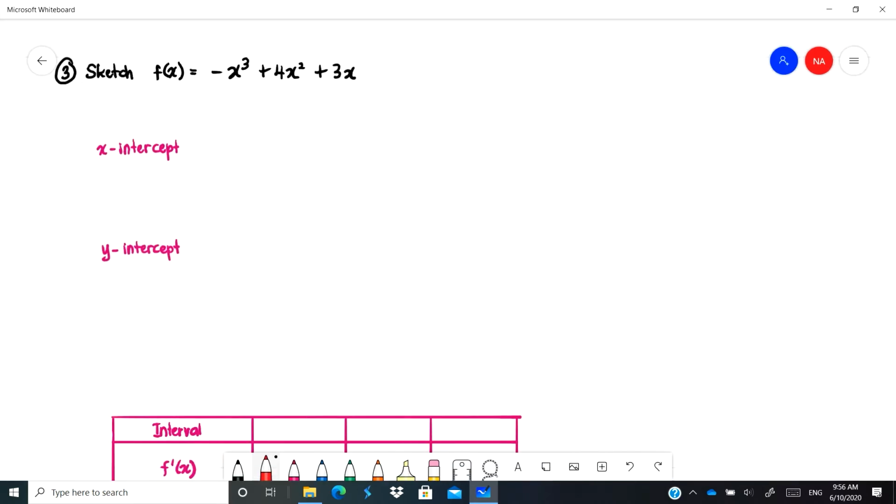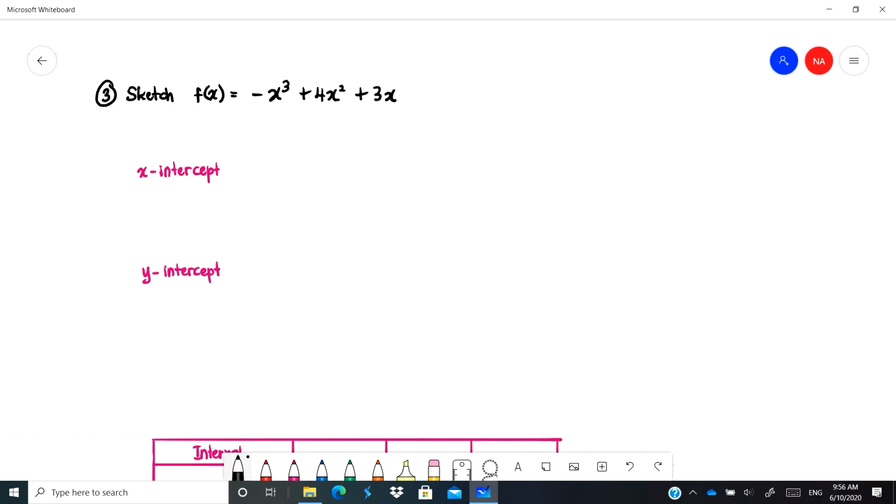Okay, what if you have this graph? To find the x-intercept, we'll have to find the value of x when the value of y is equal to 0. So we'll have something like negative x cubed plus 4x squared plus 3x is equal to 0.